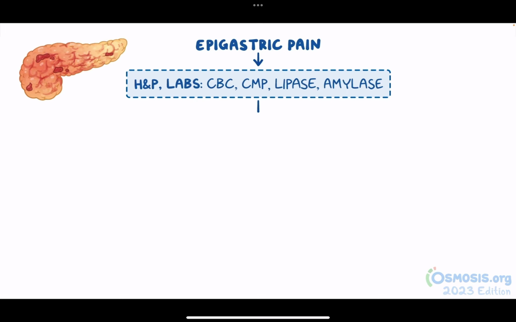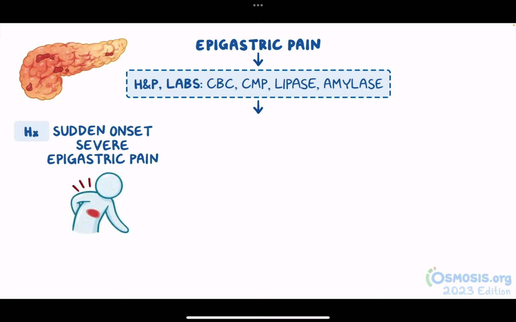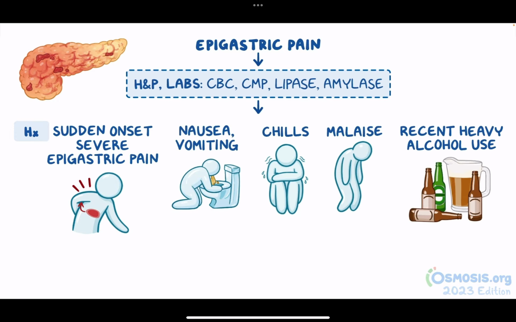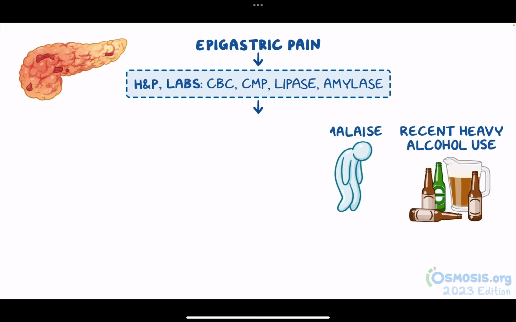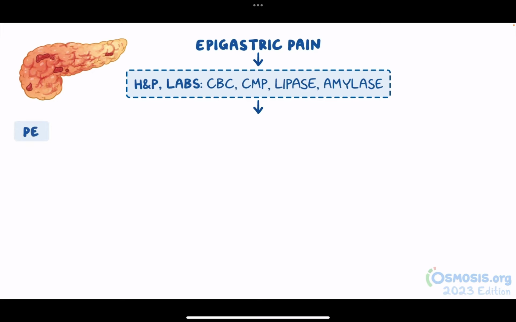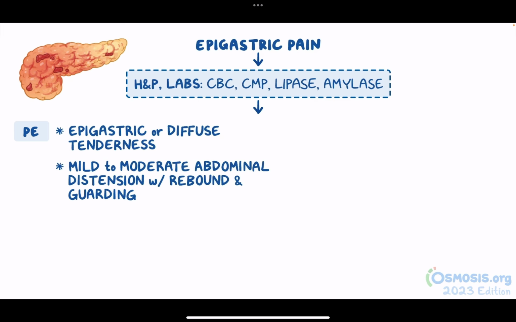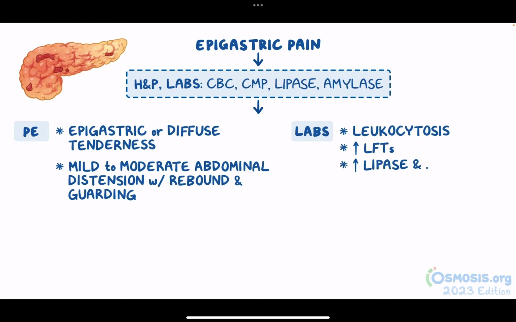First up, patients with pancreatitis might report sudden onset of severe epigastric pain that radiates to the back, associated with nausea, vomiting, chills, and general malaise. Often they may have a history of recent heavy alcohol use. A physical exam might reveal epigastric or diffuse tenderness and mild to moderate abdominal distension with rebound and guarding. Finally, labs might show leukocytosis, elevated LFTs, lipase, and amylase.